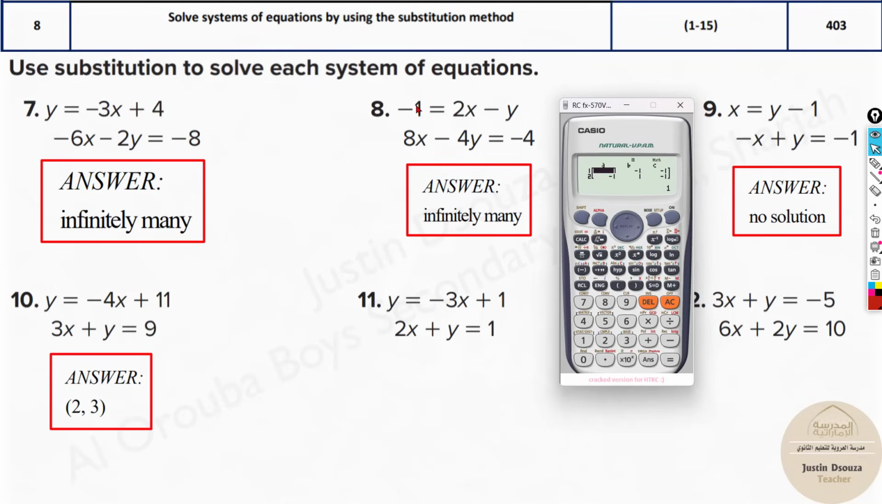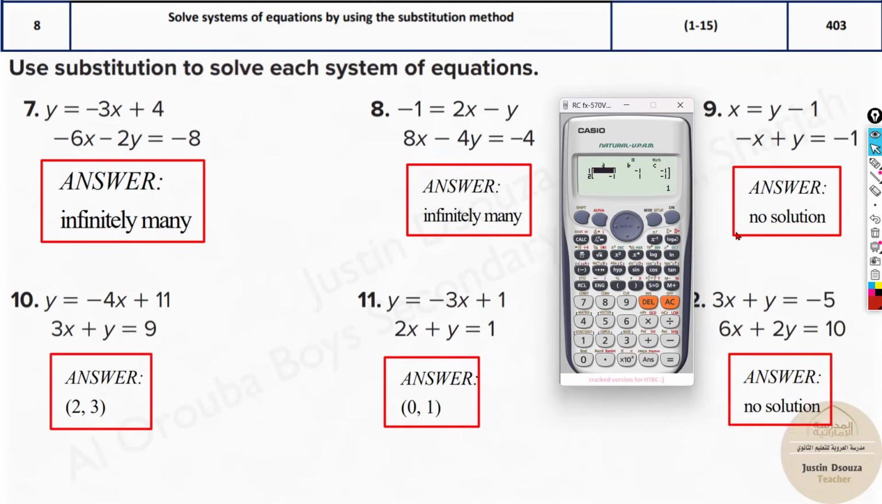Otherwise, if you get something like this, math error, then please solve for the coefficients. Make one of the terms' coefficients the same, and then you can see whether the equations are equal. If they're equal, then it's infinitely many. But if the x and y terms are all the same, but the numbers are different, then there is no solution.